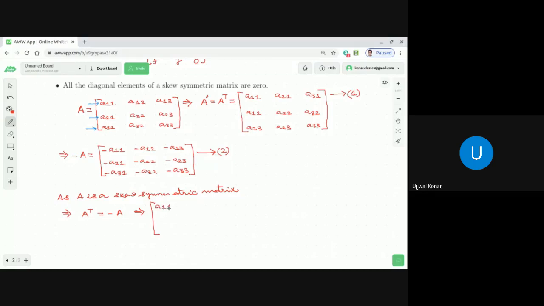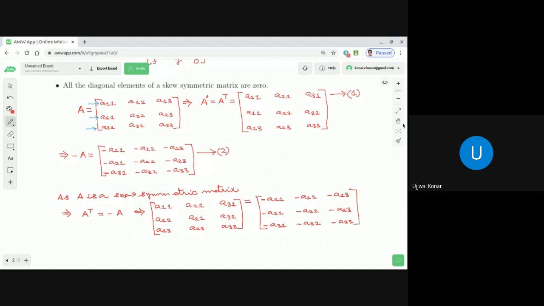A11, A21, A31. I'm writing row-wise the A transpose matrix. A12, A22, A32, A13, A23, A33. That should be equal to minus A. Minus A, we understood from that equation, becomes minus A11, minus A12, minus A13, minus A21, minus A22, minus A23, minus A31, minus A32, minus A33.